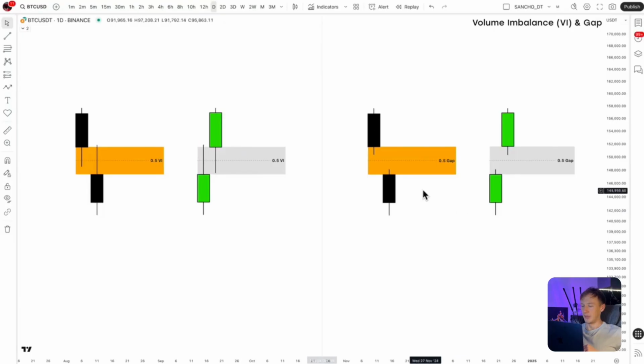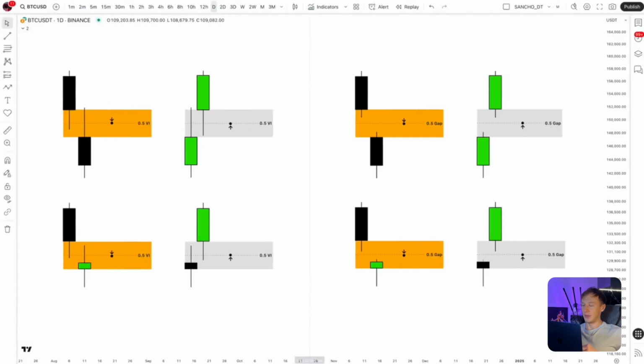A gap differs in that the wicks do not overlap at all. The range is set by the bodies, from the close of the first candle to the open of the second. It is incorrect to define a gap by the wicks. We wait for it to be at least partially filled and then for the movement to continue. This is a magnet and a resistance zone. In a rising market, it acts as support.